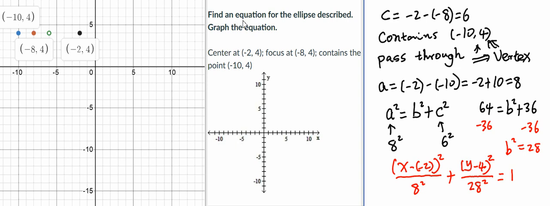Find an equation for the ellipse described. Graph the equation. Here we are given the center at (-2, 4). So that's this point: 1, 2 to -2, and 4. 1, 2, 3, 4, this place.